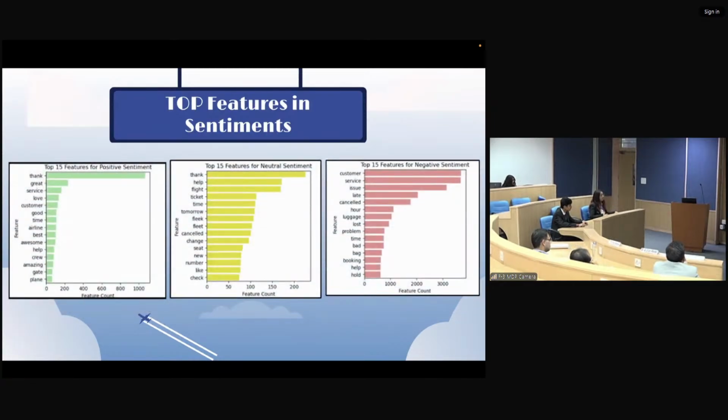Talking about the top sentiments, the positive ones were words like thanks, great, customer service, awesome, crew, gate, and plane. So these were the positive ones. Then similarly, we had some overlaps as well, but the negative ones were related to luggage, cancellation, service, booking, and baggage. So those were the major sentiments. Next, please.